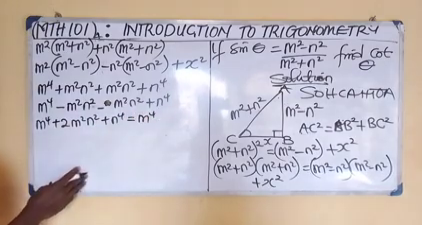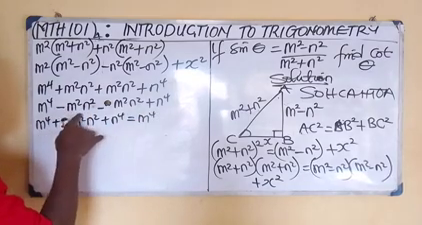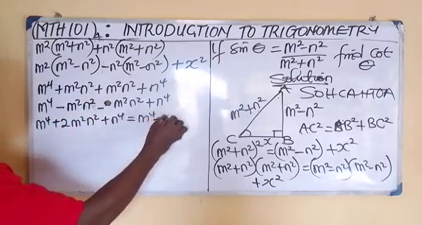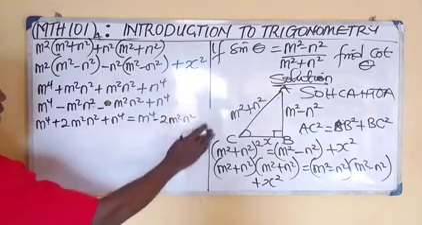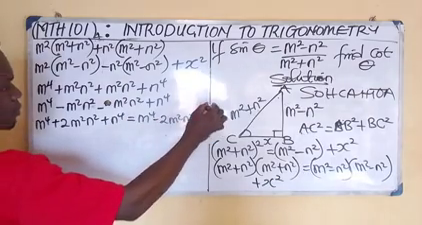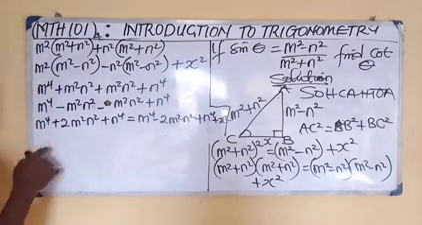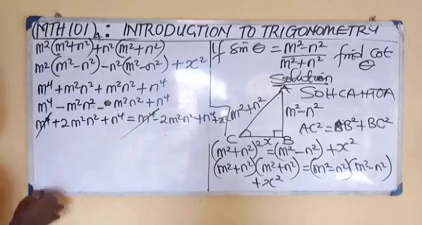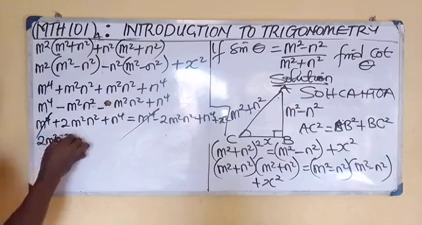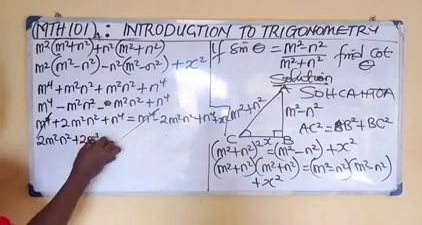M4, then minus M squared N squared, then minus M squared N squared. This becomes minus 2M squared N squared, right? Then I have plus N4, then plus X squared. So what happens next? Automatically this will cancel out this, right? That's what it is. I'll now be having 2M squared N squared. This one is crossing, becomes plus 2M squared N squared.